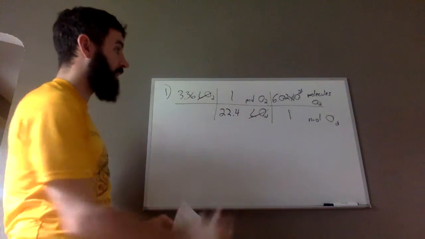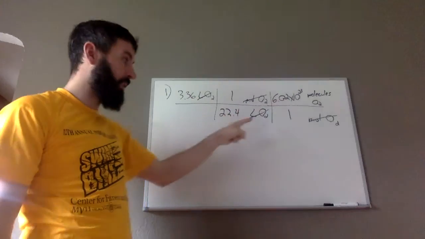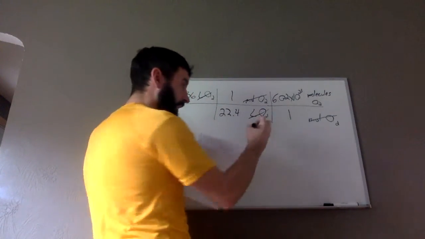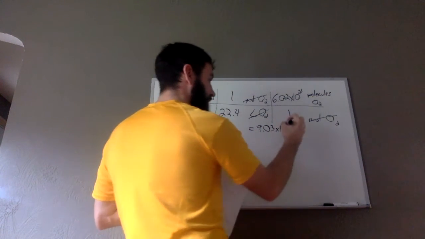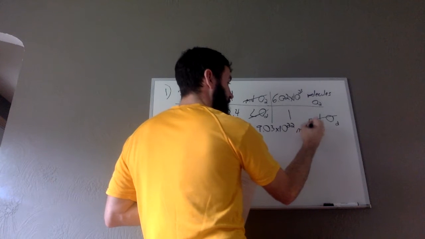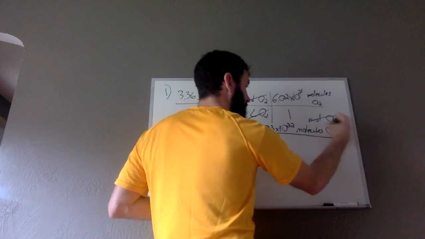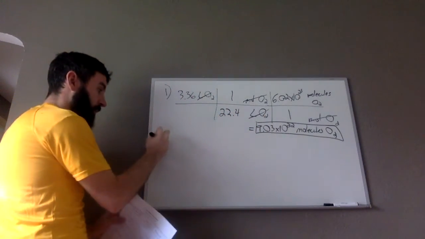Okay, now you pull out your calculator. I'm just going to cancel out that unit. 3.36 times 6.02 times 10 to the 23rd divided by 22.4, and you should get a final answer of 9.03 times 10 to the 22nd molecules O2. Okay, so that's our answer. Okay, let's try number 2.